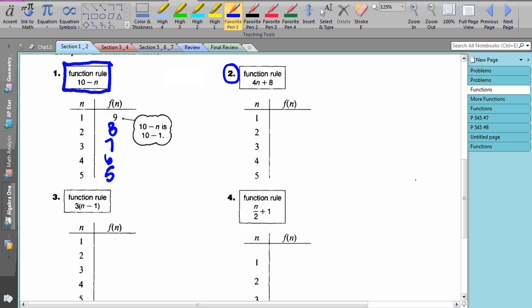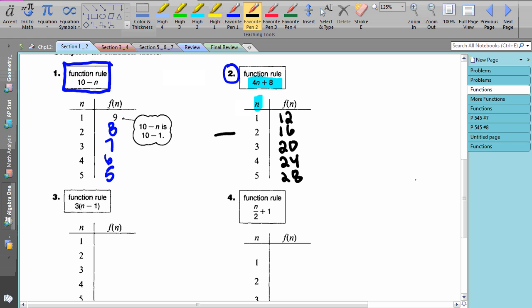Let's do number 2 in here. What is the rule for number 2? Well, it says take whatever the input is, times it by 4, and then add 8. So 4 times 1 is 4, plus 8 more is 12. 2 times 4 is 8, plus 8 more is 16. Then I think this is 20, and 24, and 28.